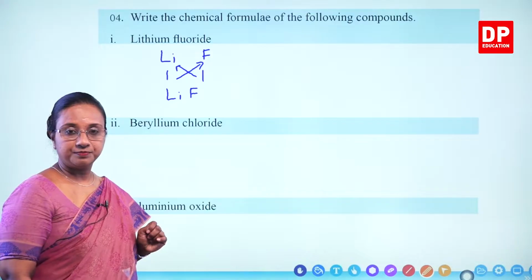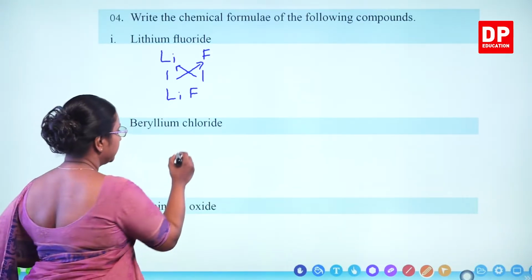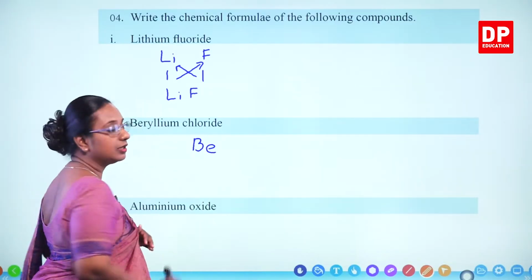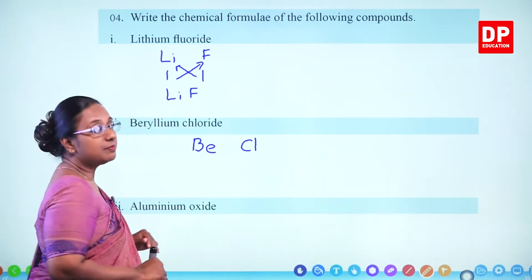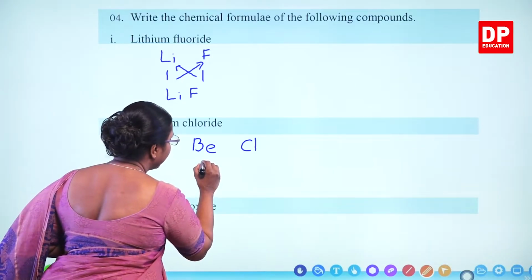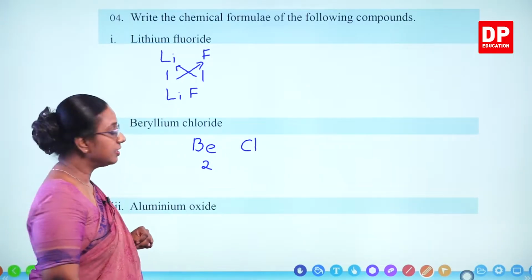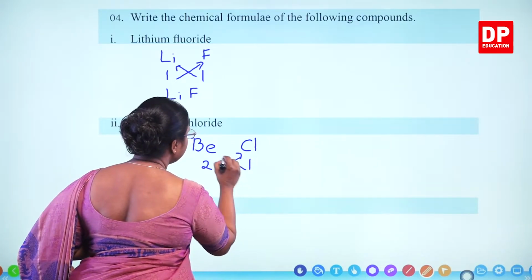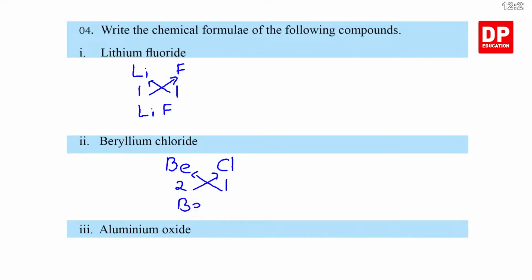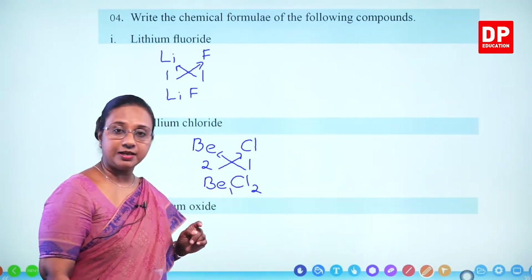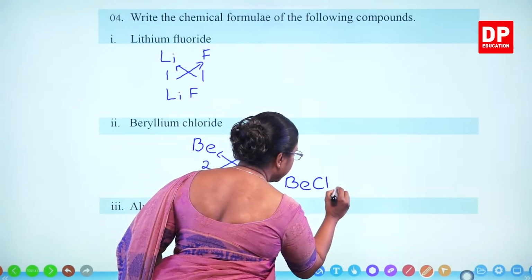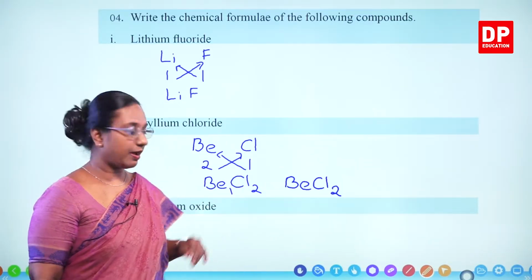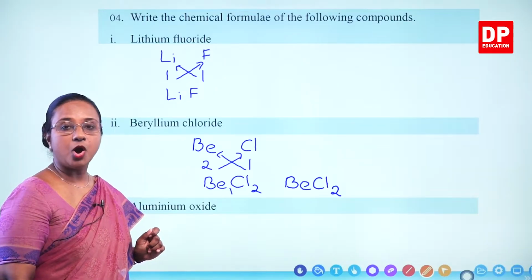Beryllium chloride. The standard symbol for beryllium, yes, it's Be, and chloride means from the chlorine element, so Cl. Beryllium belongs to group 2, so the valency is 2. Chlorine belongs to group 7, valency 1. When we exchange the valencies, it becomes Be1Cl2. So we don't have to show the 1 in the formula. Therefore, we can rewrite the formula as BeCl2. Beryllium chloride.